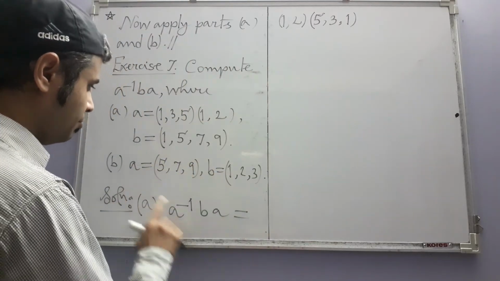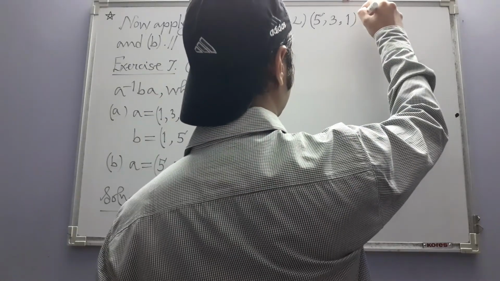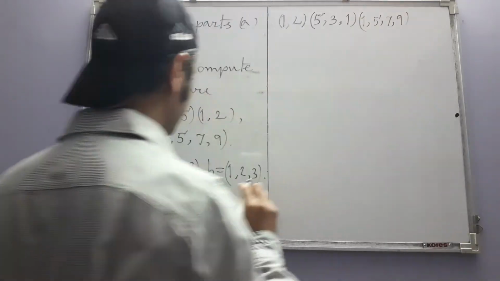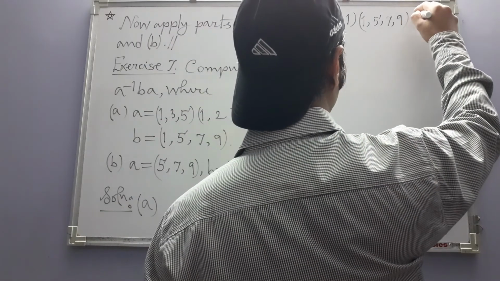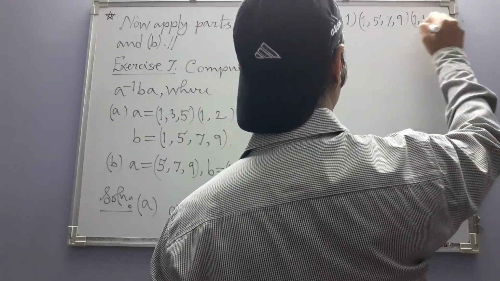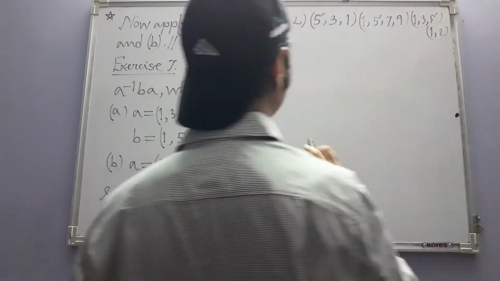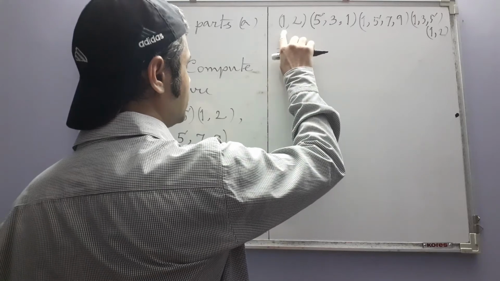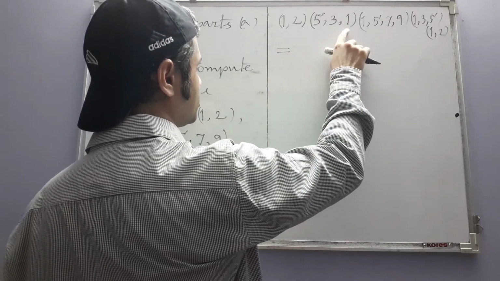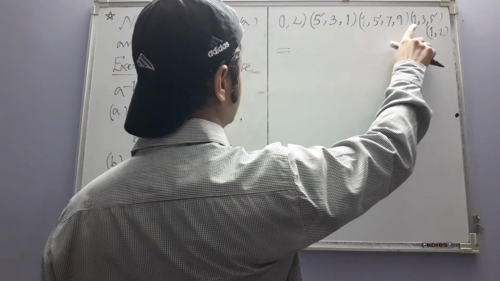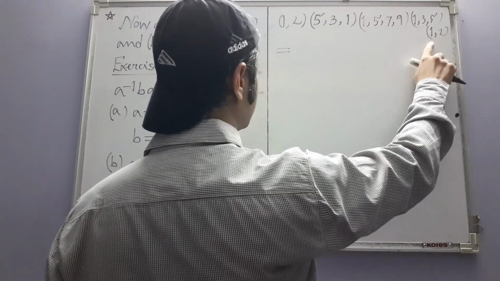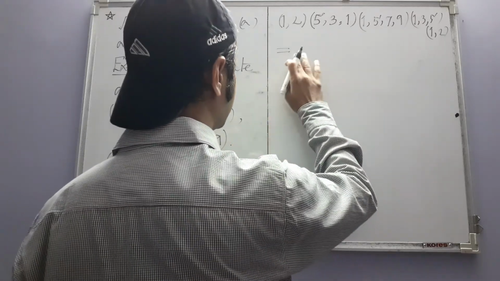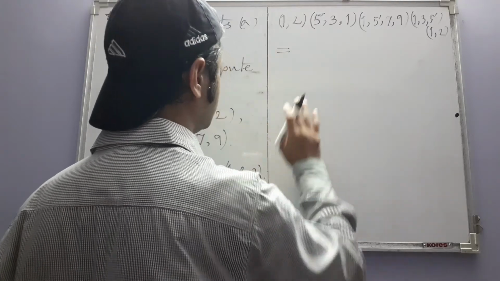Times B. So B is (1, 5, 7, 9). Times A, which is (1, 3, 5)(1, 2). So let's now calculate. First, 1 goes to 2, this one does not change 2, this one does not change 2, this one does not change 2, this one changes 2 to 1. So that means 1 goes to 1. So 1 is unchanged, it stays fixed. So it will not appear.